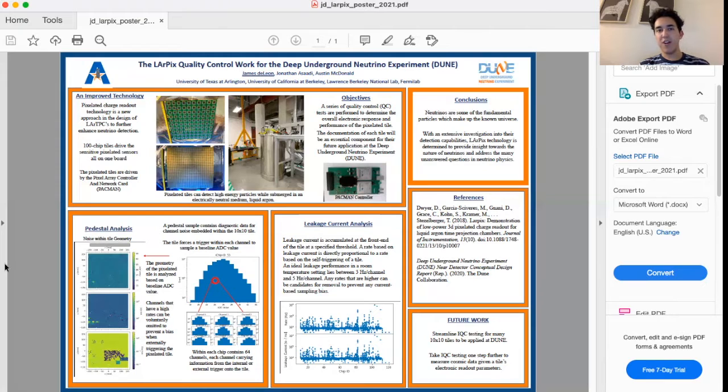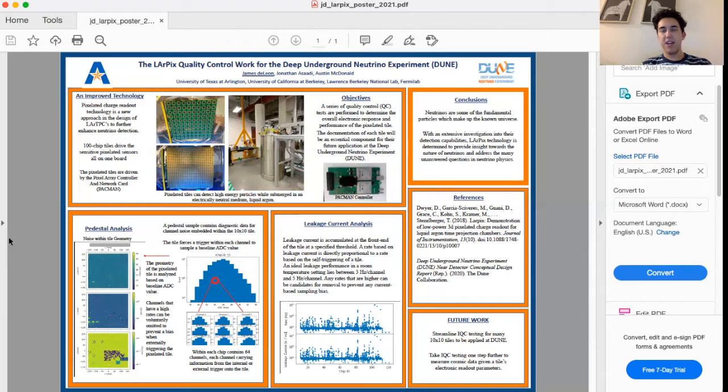With my work on the liquid argon pixelated time projection chambers, or our LArPix experiment, a series of quality control tests are performed to determine the overall electronic readout and response of each pixelated tile that is shipped to us.